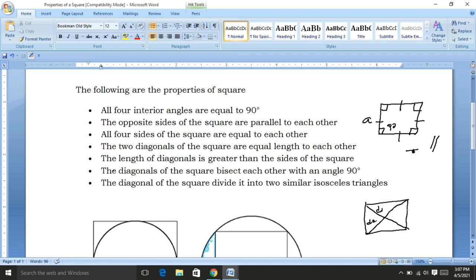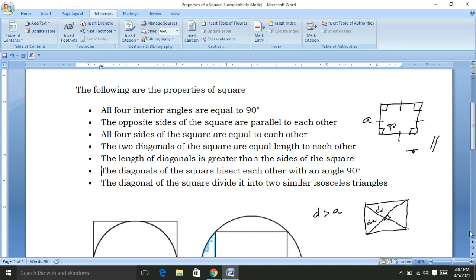The diagonals are equal in length and bisect each other at the middle point, and the angle of their bisection is also 90 degrees, right? The diagonal length is greater than the side of the square. How much greater than the side of the square we will discuss later. And the diagonals of the square divide the square into two similar isosceles triangles.